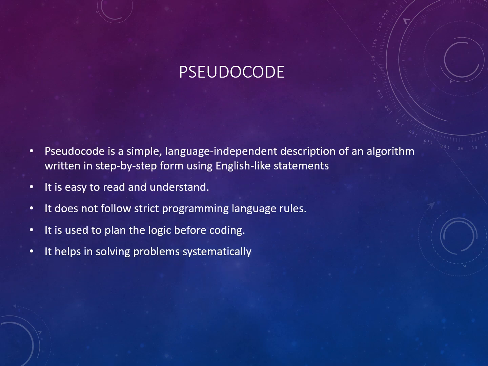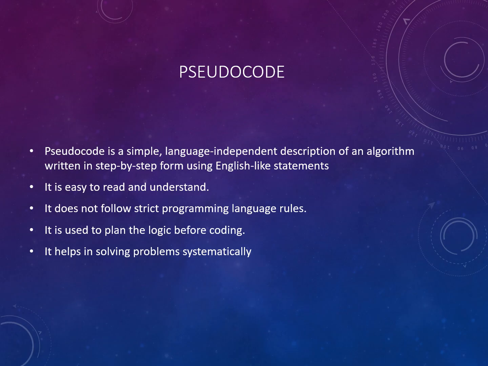Students, before writing an actual program, we first need to think about the steps required to solve the problem. Pseudocode helps us to write these steps in simple English. Simple, language-independent description. Pseudocode explains the solution using simple English-like statements. For example, input two numbers, add the numbers, display the result. It is not Python, Java, C++, or any other programming language. It is easy to understand. Even a person who doesn't know programming can understand pseudocode because it uses simple words.